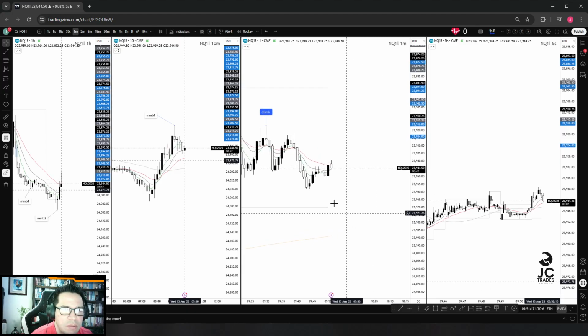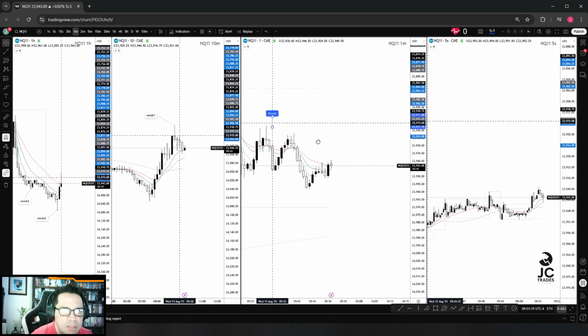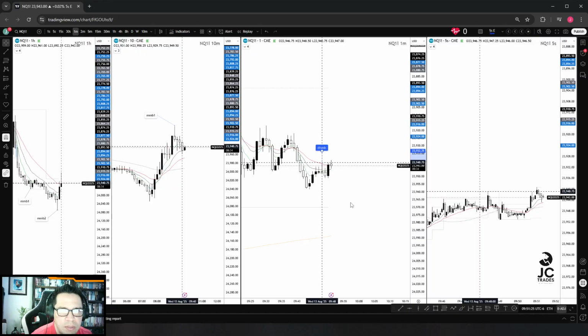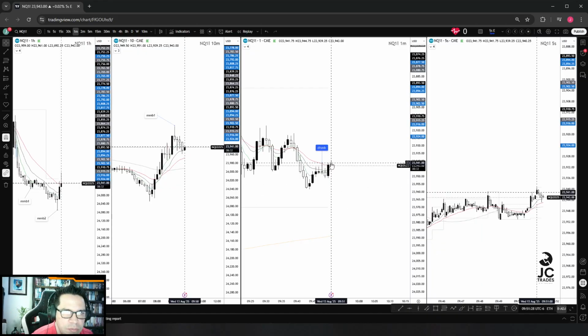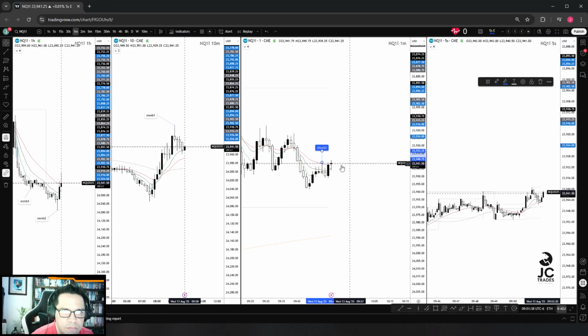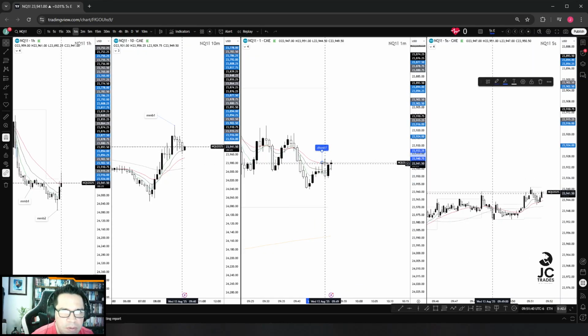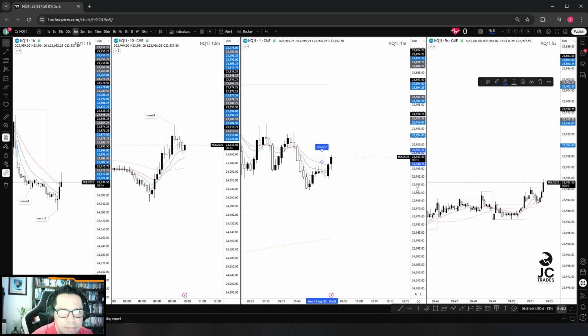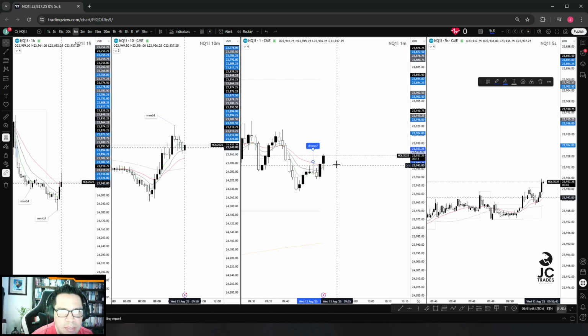Just taking a quick look here on the validation at this time, we can certainly consider this high here that was built as our distribution MB. I'm gonna just put a question mark right on it. This one has not been validated yet, so we have to wait for price to come above this high so that we have this distribution MB validated. Let's just wait to see.